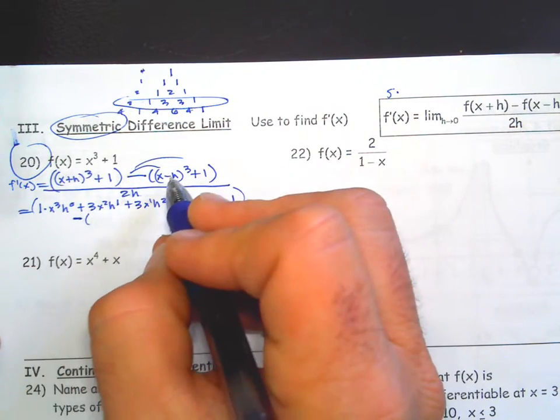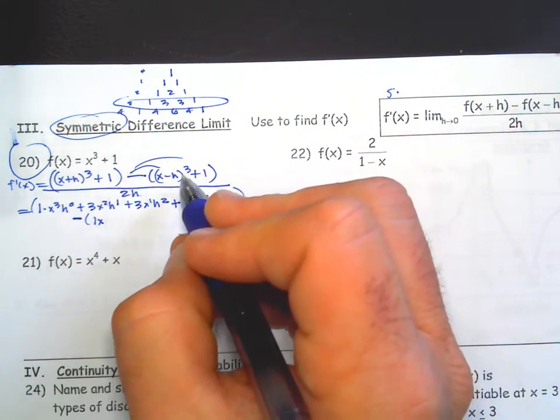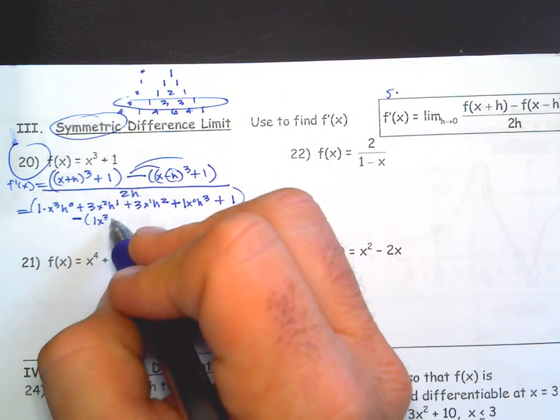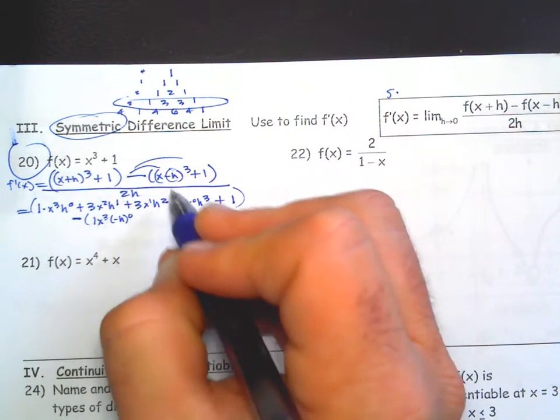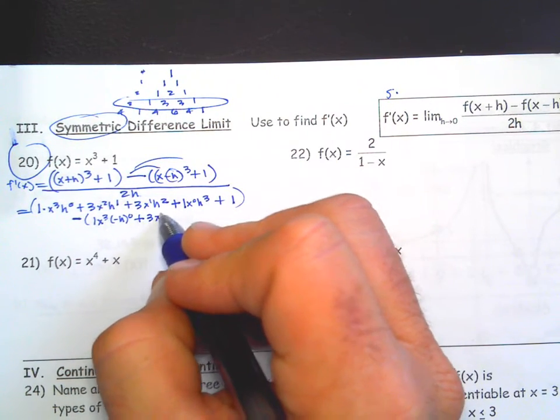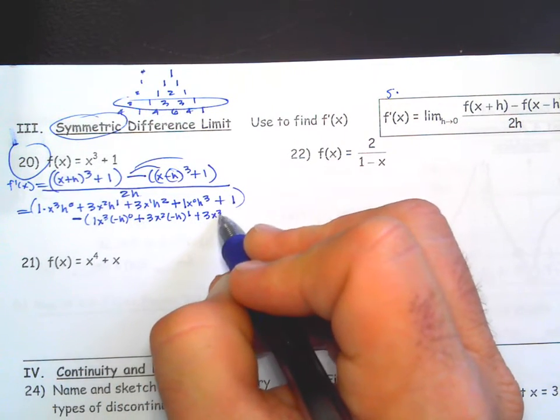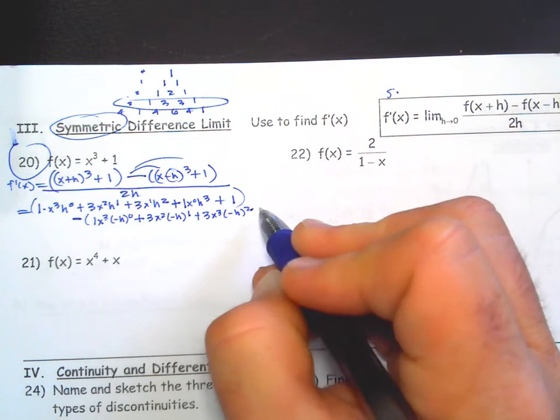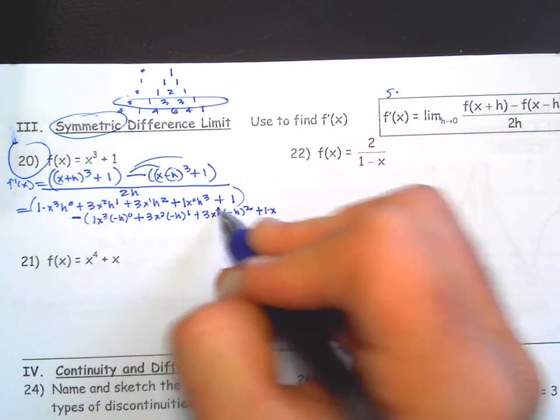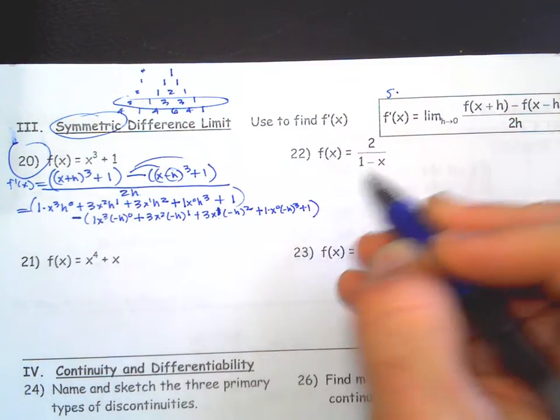The next one is going to be 1x. Now, be careful here because this h has a negative in front of it. So it's going to be 1x to the third negative h to the 0. So the negative has to be part of it. Okay. Plus 3x squared negative h to the first plus 3x to the first negative h to the second plus 1x, sorry, it should be x to the 0, negative h to the third, and then there's another plus 1 there. Okay, so this is kind of messy.